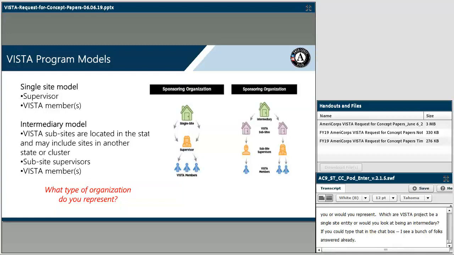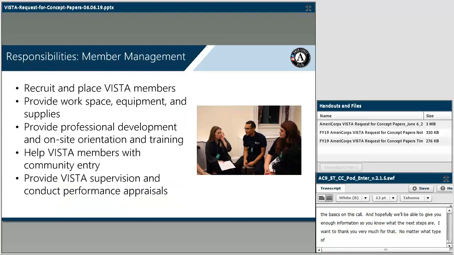That's really, really helpful. Yep, and if you're not sure yet, that is absolutely okay. We know we're starting at the basics on this call, and hopefully we'll be able to give you enough information so you'll know what the next steps are. So I want to thank you very much for that. And no matter what type of organization you indicated in the chat box, there are some common responsibilities that will apply to all sponsors, so whether you're a single site or an intermediary, and we will talk through those in just a minute.